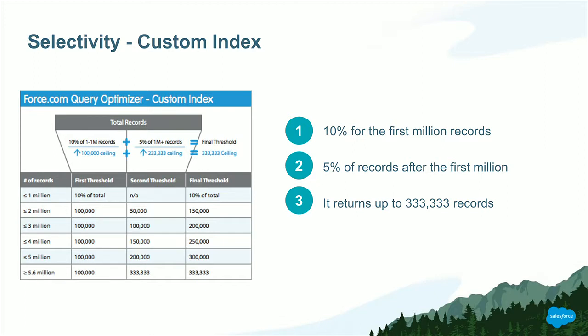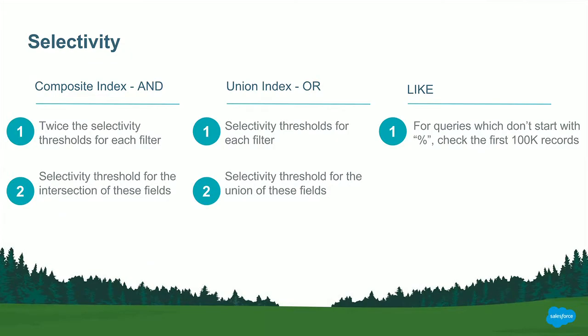We will see all these numbers later with the demo to try to clarify the concept. And what would happen with a composed index, union index, or like? The query optimizer considers using a composed index if it follows these two rules: comply with twice the selectivity threshold for its filter, and comply with the selectivity threshold for the intersection of these fields.